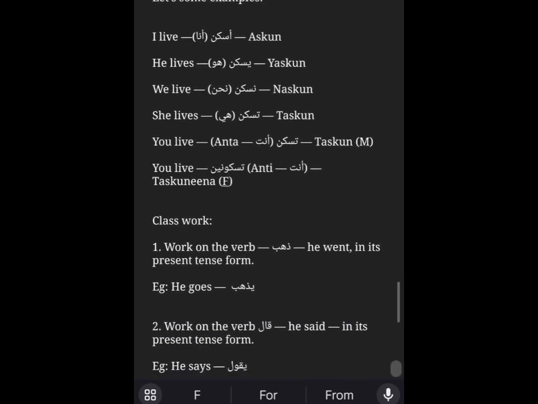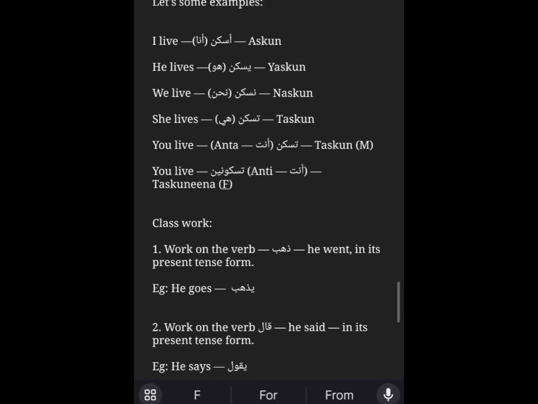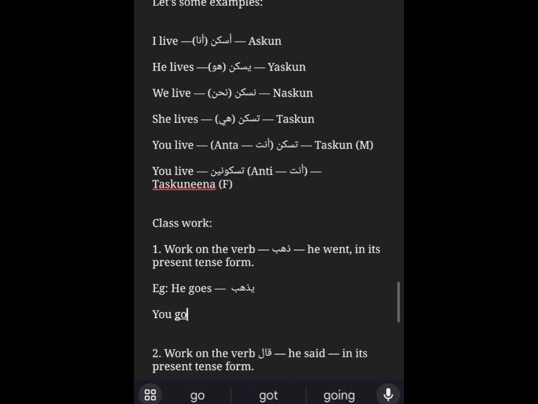The classwork asks you to work on the verb dhahab. Dhahab is a past tense, which means it went, and the question asks you to make it present tense and use it in the forms that we've given in this case. I give an example, yadhhab. So if yadhhab is he goes, how do we say you go for both masculine and feminine? How do you say she goes? That's what the question asks you to do.